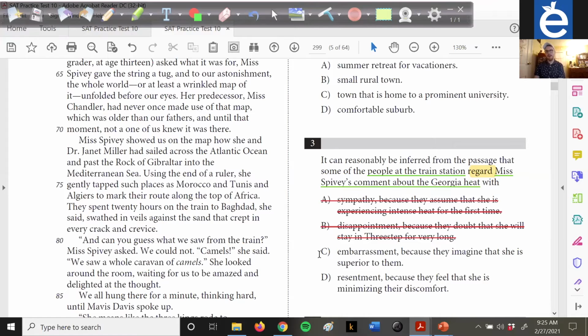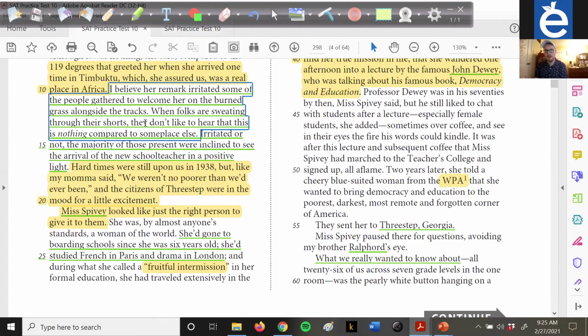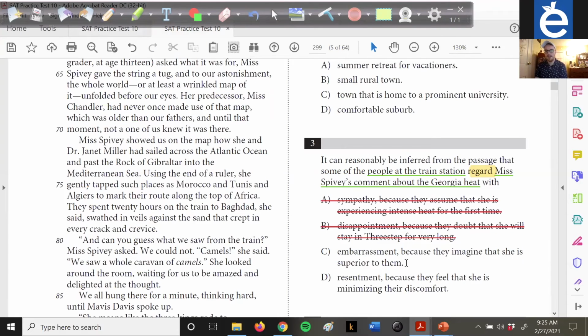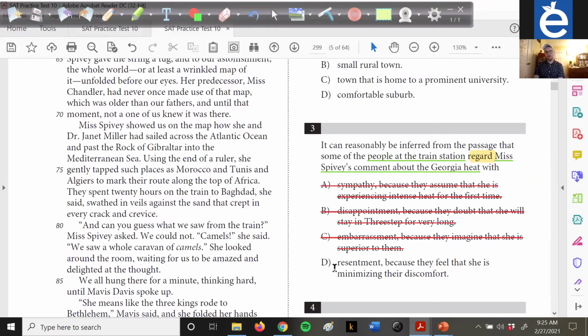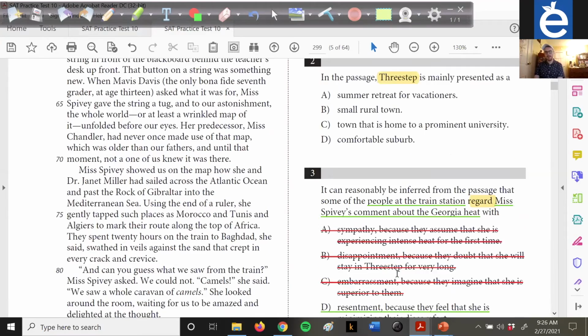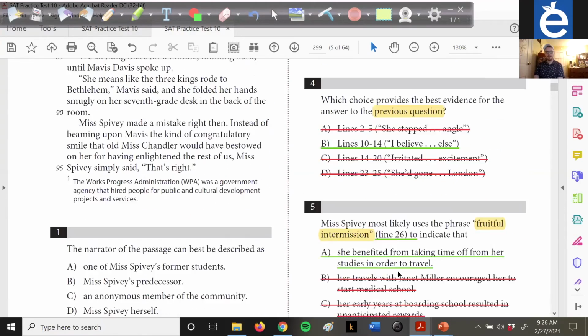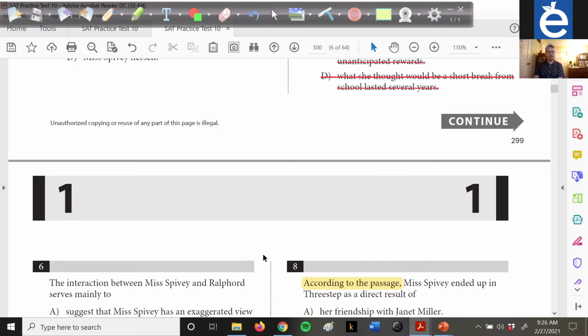Closer, but I don't think that that's really the power dynamic going on. Being embarrassed and being irritated are very different emotions. Resentment, because they feel that she is minimizing their discomfort. Yeah, that seems like the closest one. They're unhappy with her because she's saying, yeah, you're uncomfortable, but hey, this is nothing compared to Timbuktu. Nice little lesson in empathy there.